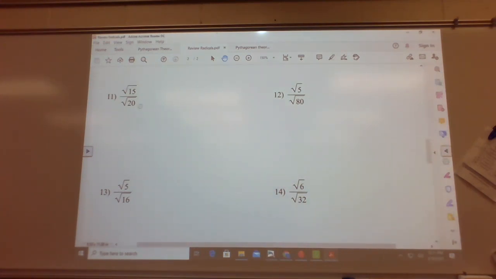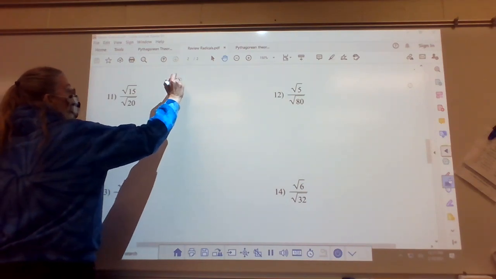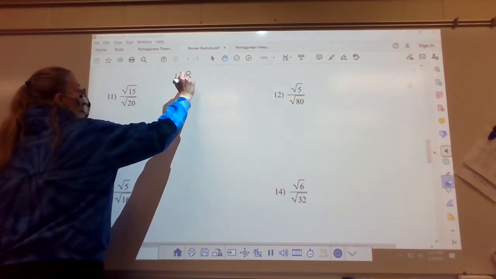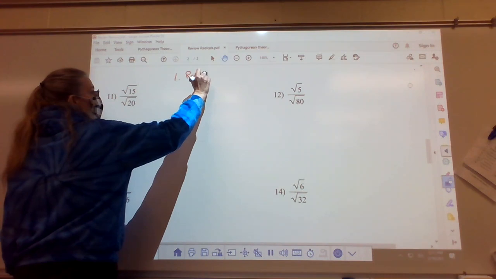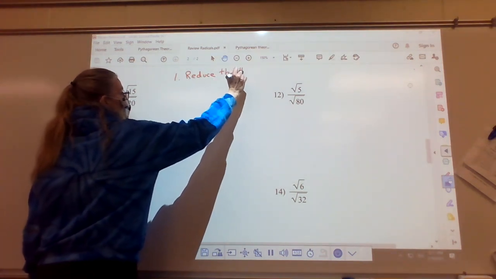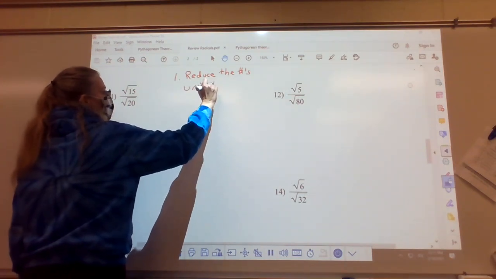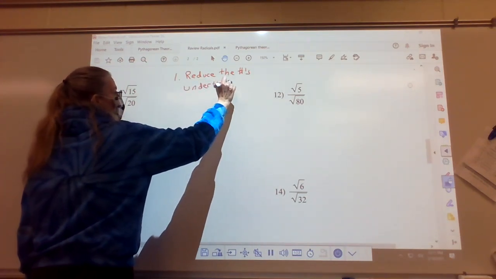Now, the back, we have fractions. Fractions are just division. So the back is all division. And generally we show division by using a fraction. So, step 1. Reduce the numbers under the radicals.